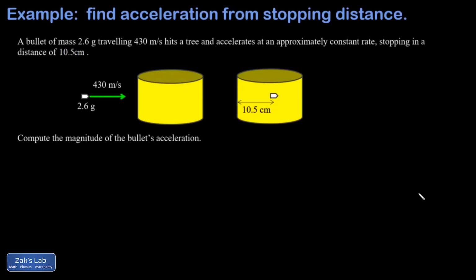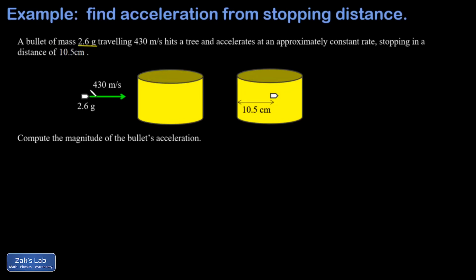In this problem, we have a bullet with the mass given. That's not going to matter for the kinematics question that I answer, but it would allow us to answer some force questions as well if we wanted. So we have a bullet with an irrelevant mass traveling 430 meters per second. It runs into a tree and accelerates at approximately a constant rate, stopping at a distance of 10.5 centimeters.